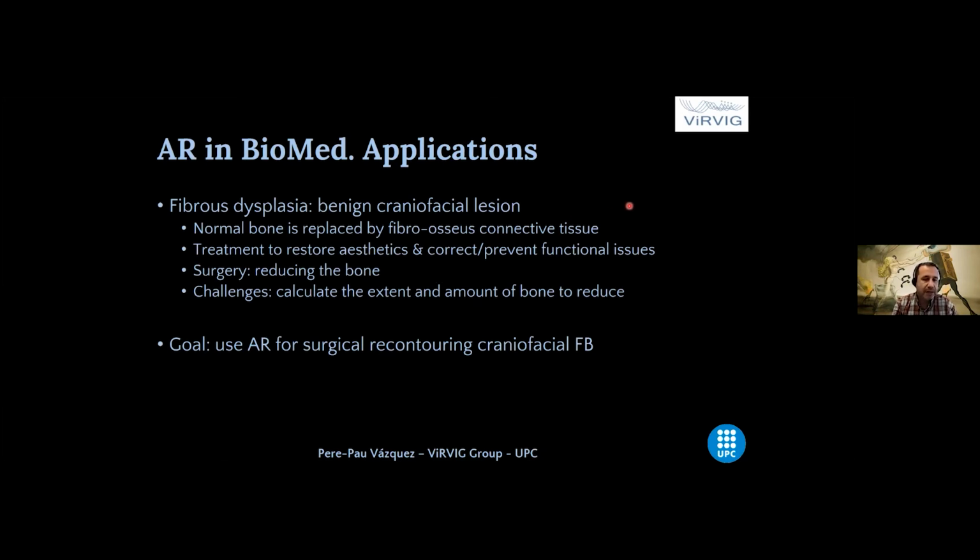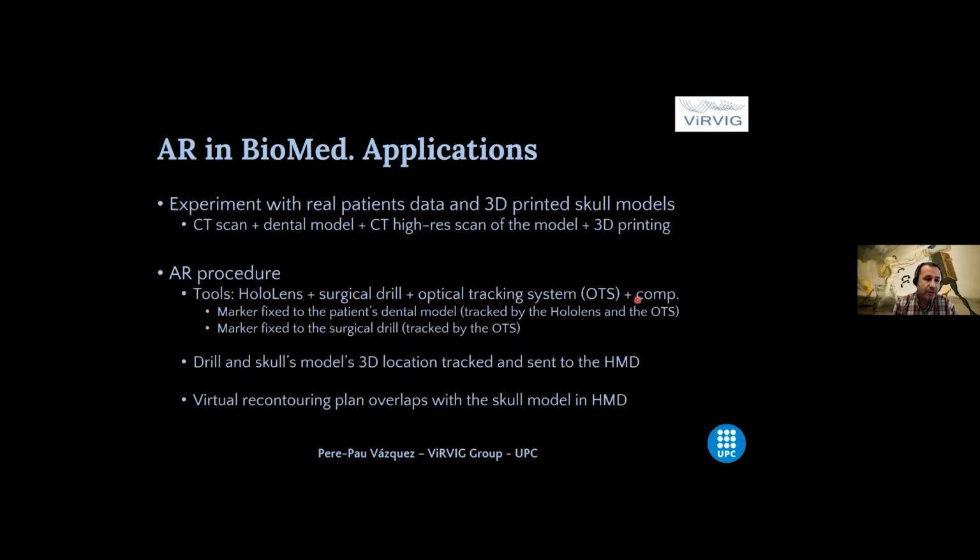In this case, it's the use of artificial intelligence and augmented reality in order to help in solving the problem of fibrous dysplasia, which is a craniofacial lesion where the normal bone is replaced by fibro-osseous connective tissue. The idea is that you try to reduce the bone in these parts. And it's very difficult to calculate the extent and the amount of bone that has to be reduced. So what these guys did was to experiment with real patients' data that was printed in 3D, okay?